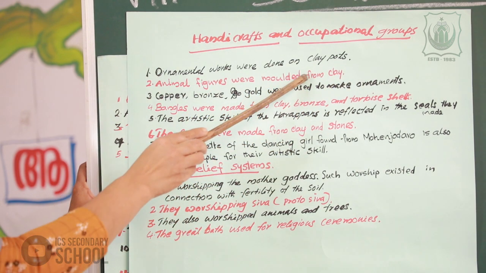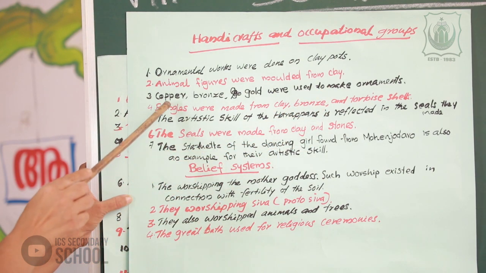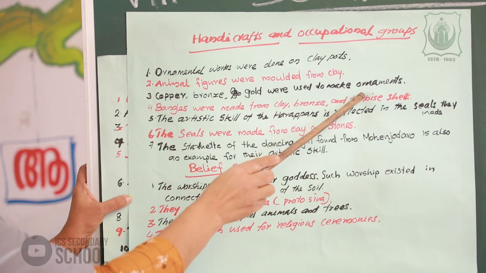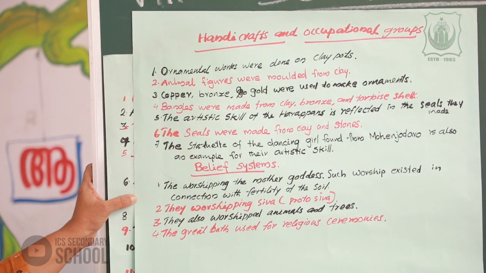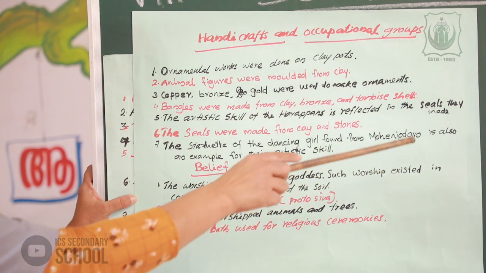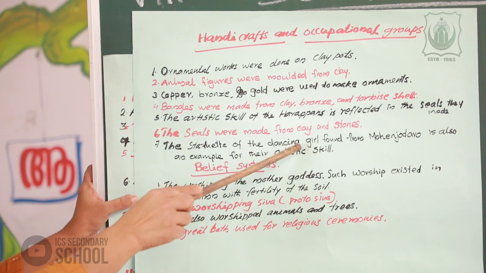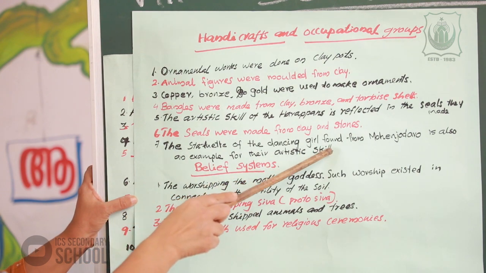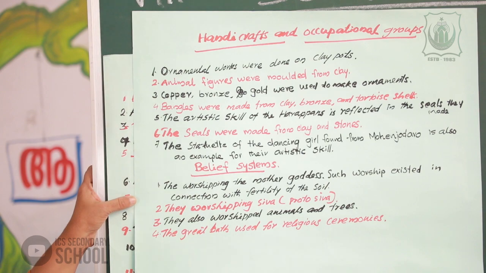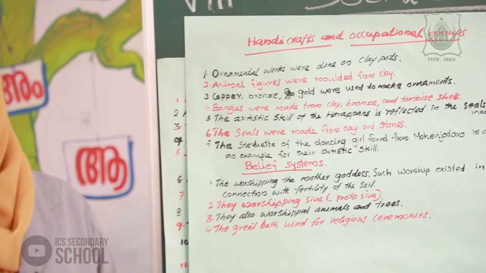Then animal figures were molded from clay. Copper, bronze and gold were used to make ornaments. Bangles were made from clay, bronze and tortoise shells. The artistic skill of the Harappans is reflected in the seals they made. The seals were made from clay and stone. The statue of the dancing girl found from Mohenjo-daro is also an example of their artistic skill. Okay, these are the handicrafts and occupational system.